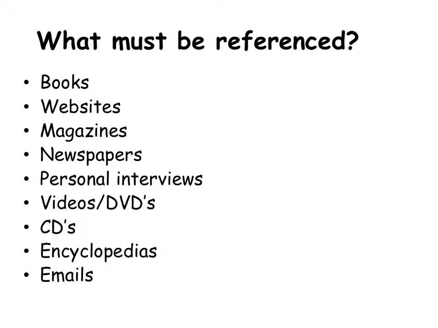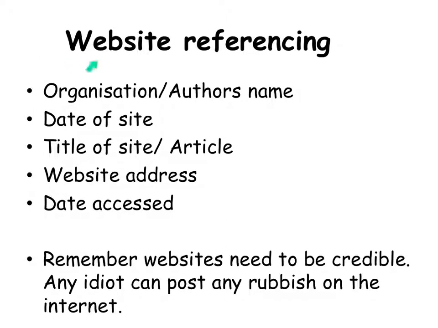How do you reference them? If you're going to reference a website, you look for the organization or the author's name of the website. On what date was this site written? Often at the bottom of a website it says "about us" or something, and then you'll find the date of the site. What is the title of the site? What is the website address? And what date did you go in?